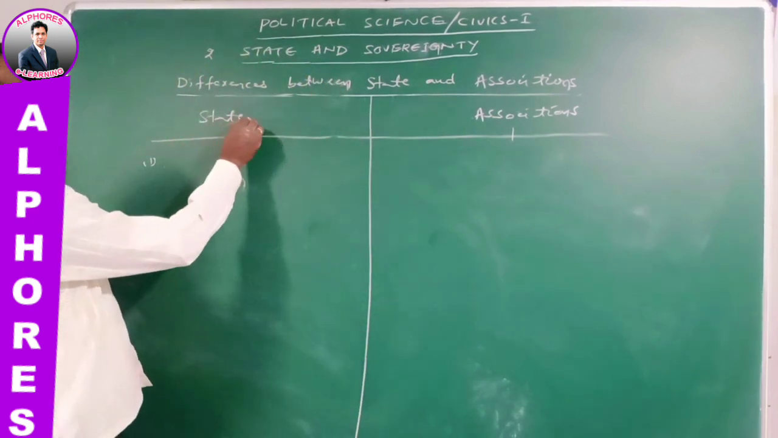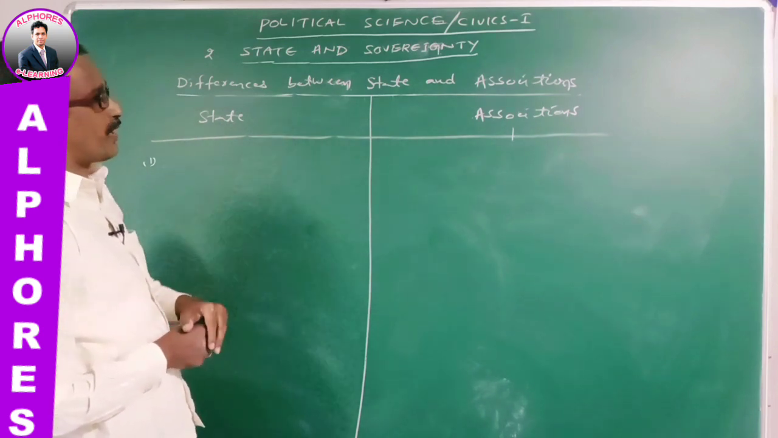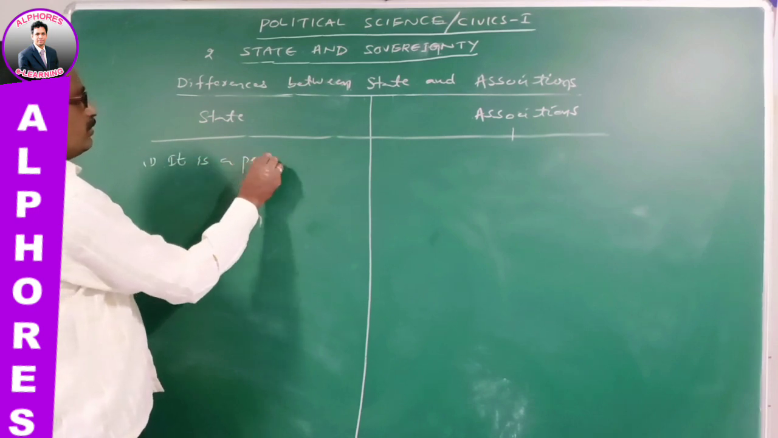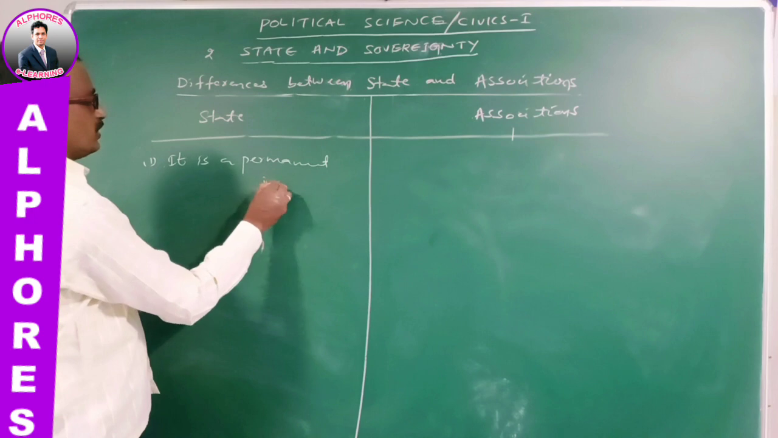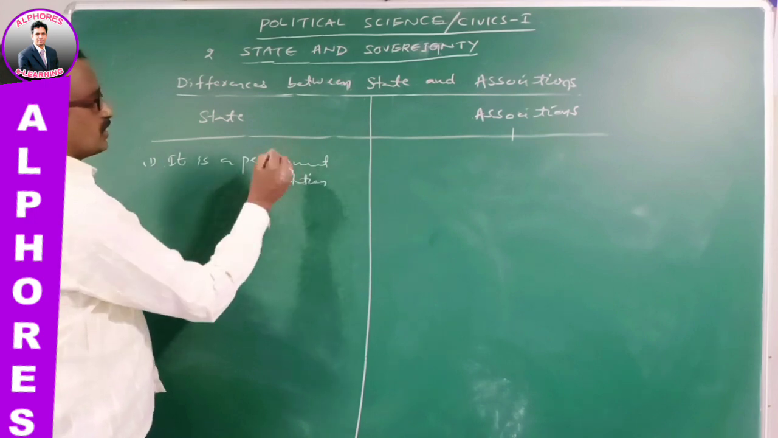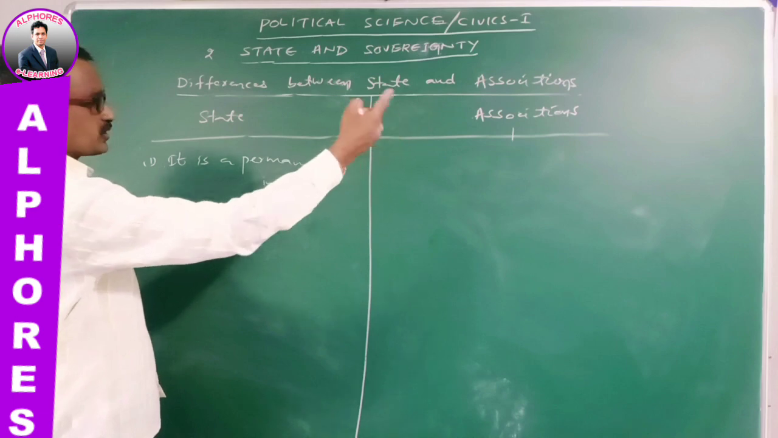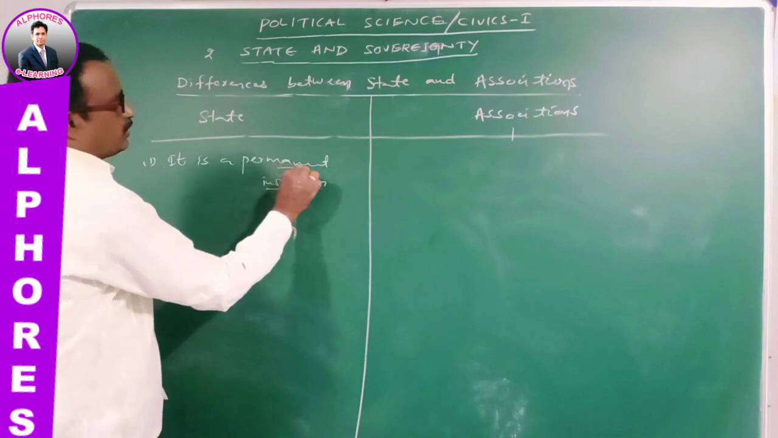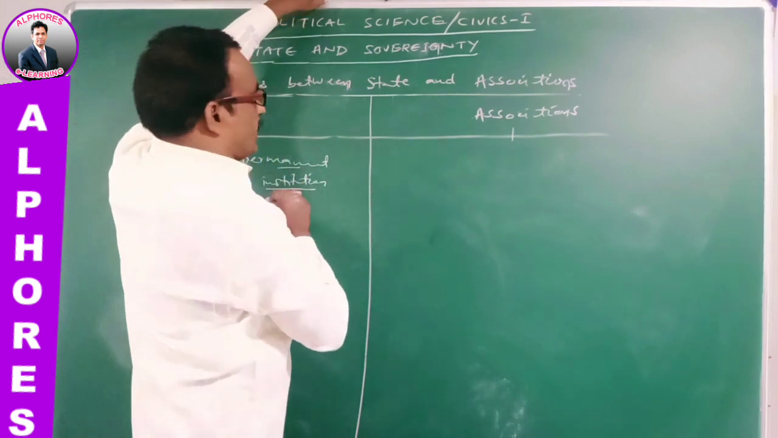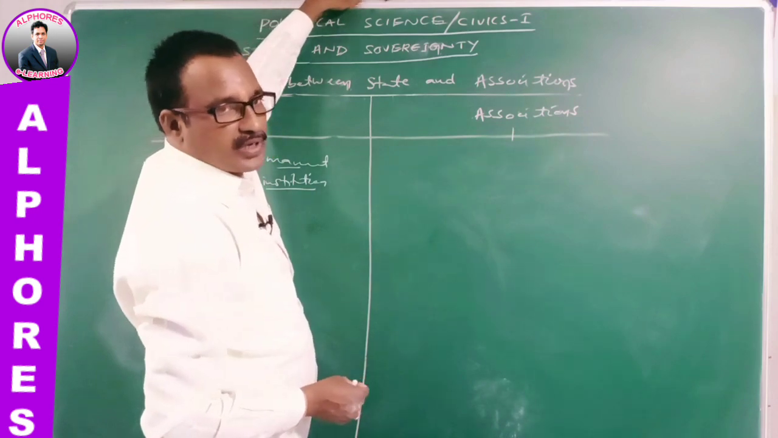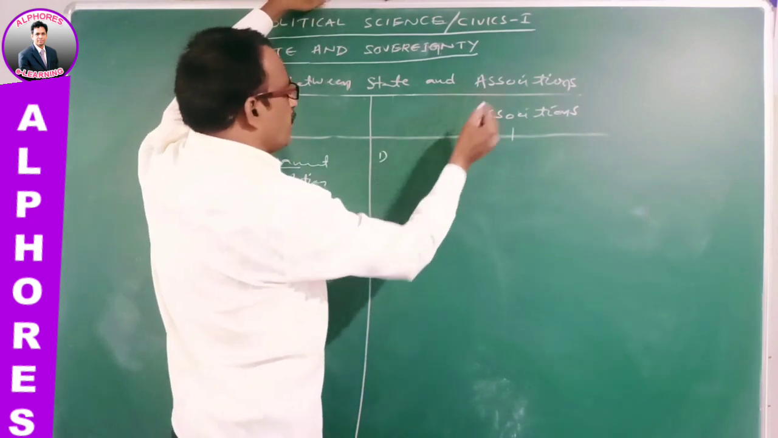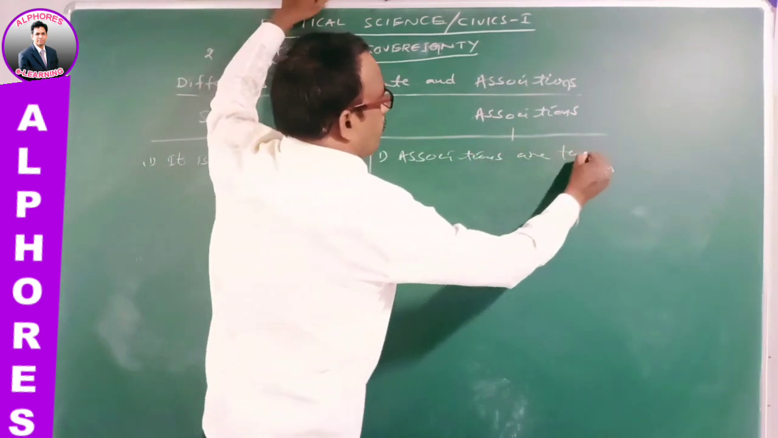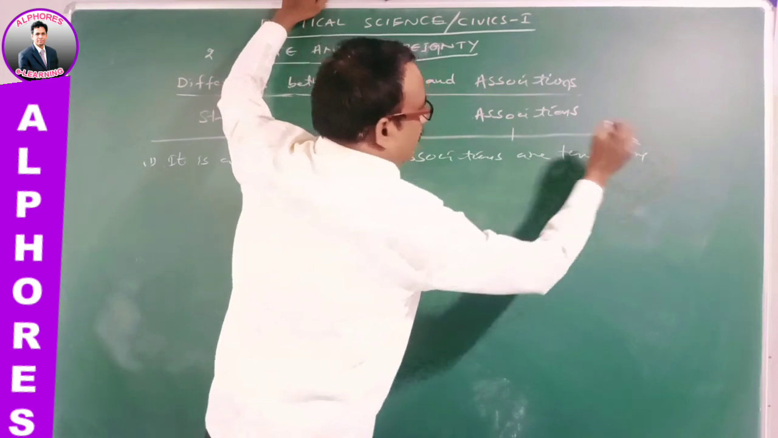First of all, state is what type of institution? It is a permanent institution, already said. So it is a permanent institution or permanent association, even though it is a part of society. In society, various associations are there, already we know. Except state, the remaining associations in the society are temporary in nature.